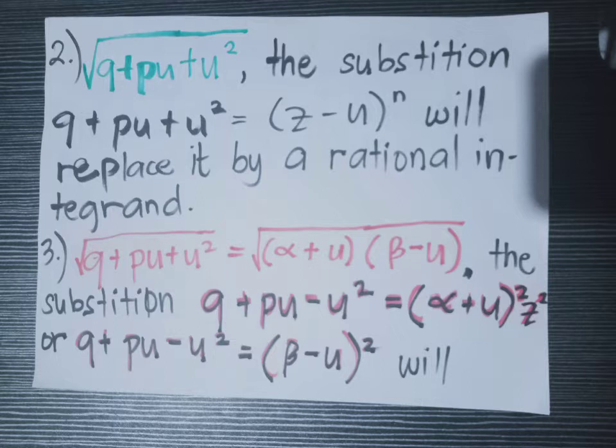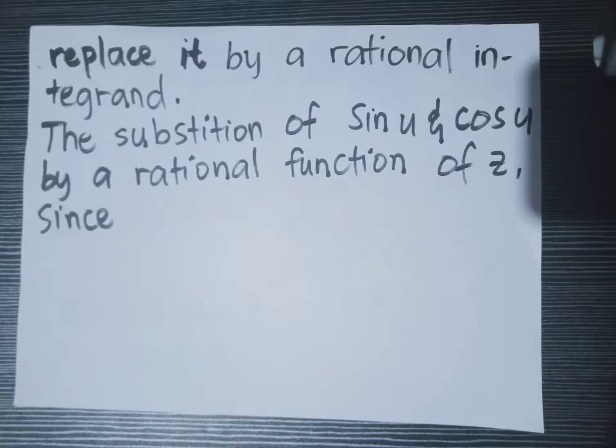Number 3, square root of q plus pu minus u squared equals square root of alpha plus u times beta minus u. The substitution q plus pu minus u squared equals alpha plus u squared, say z squared, or beta minus u squared z squared, will replace it by a rational integrand.